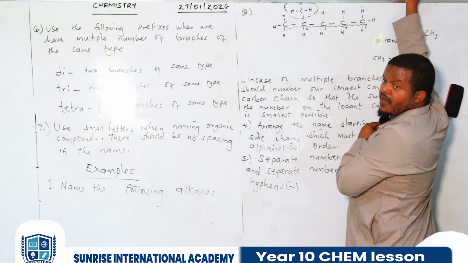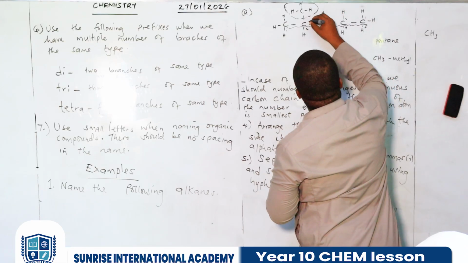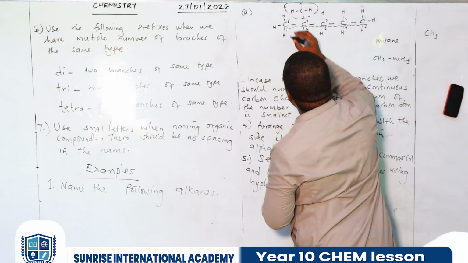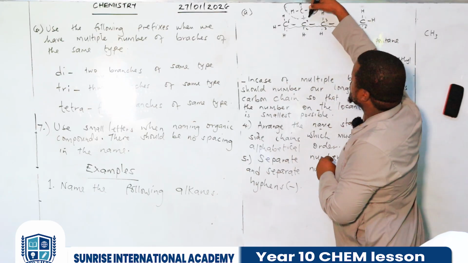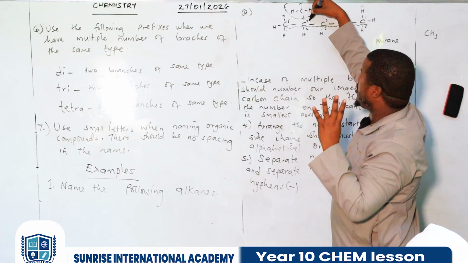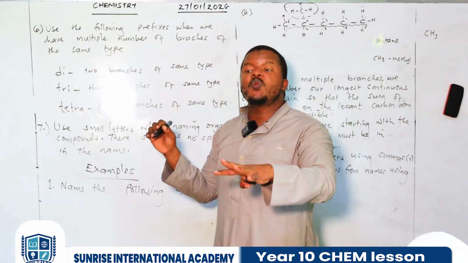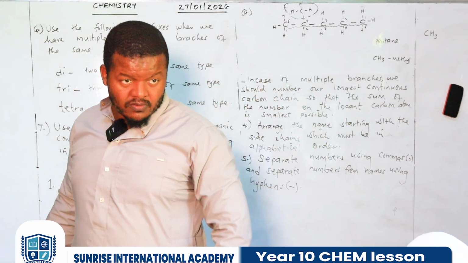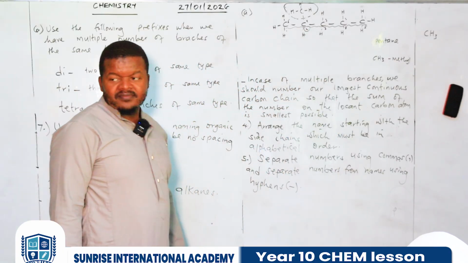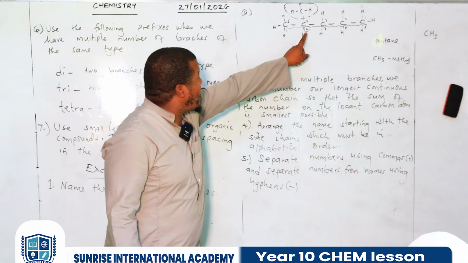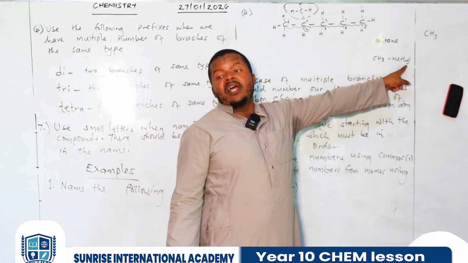Now, assuming we want to number from the left-hand side, let's see. 1, 2, 3, 4, 5. If you decide to number from the right-hand side, the branch will be at carbon number 4. So in this case, we choose the numbering that will give us the lowest number on the locant carbon, in this case carbon number 2. So that means at carbon number 2, we have a branch called methyl.